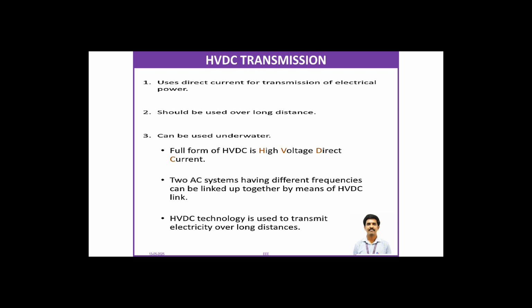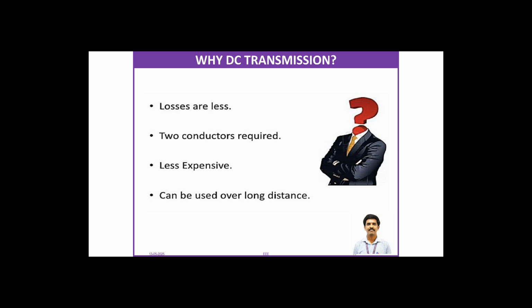HVDC transmission. The full form of HVDC is high voltage direct current transmission. It uses direct current for transmission of electrical power, and it should be used over long distances. Two AC systems having different frequencies can be linked together by means of an HVDC link, and HVDC technology is used to transmit electricity over a long distance. That is, for bulk power transmission, HVDC is affordable.